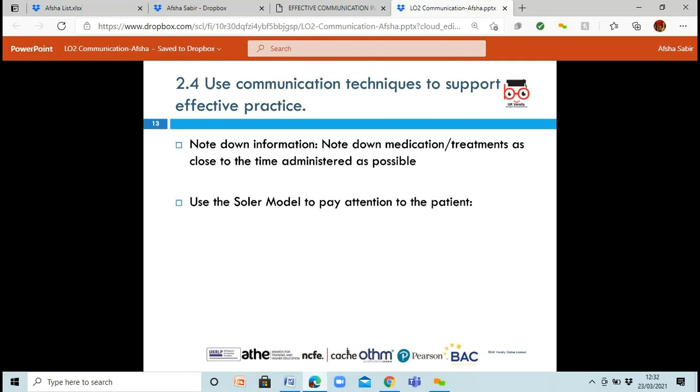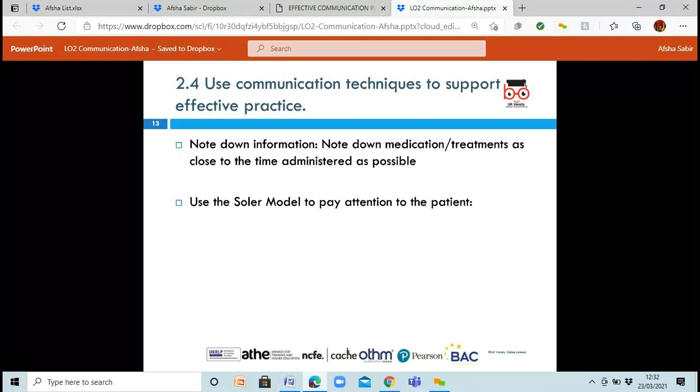Make sure you note down the information. Note it down as close to the time as possible that it's been done. If you've done a treatment, if you've taken someone for a therapy session, if you've given someone their pills or changed bandaging, put down on their records exactly what you did and when you did it. Don't delay it for 5 minutes. As you've done it, write it down. Takes a couple of seconds.